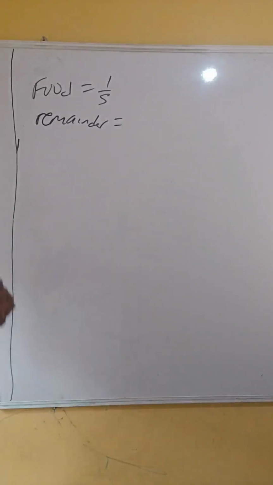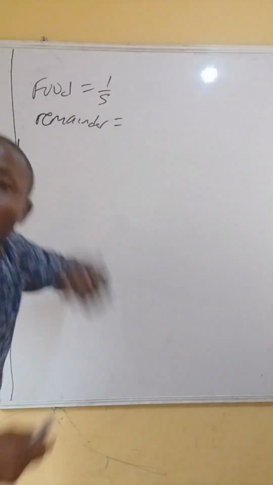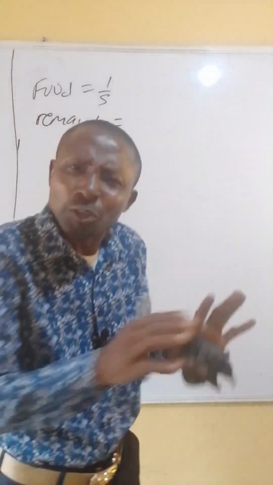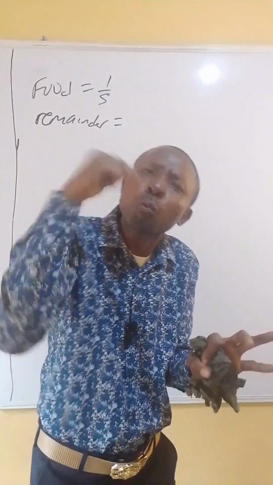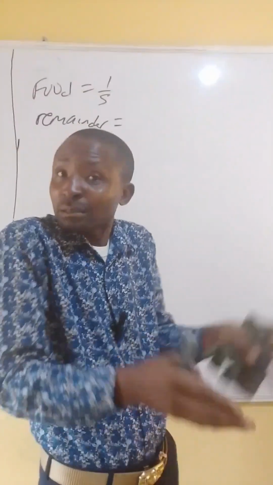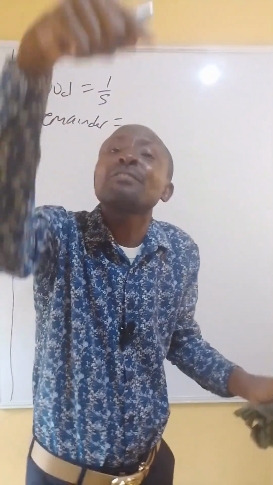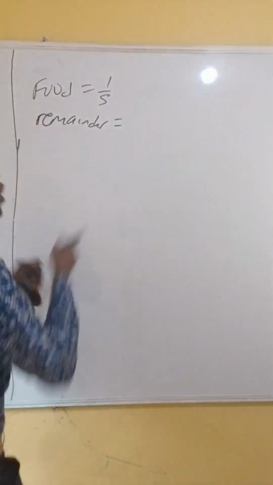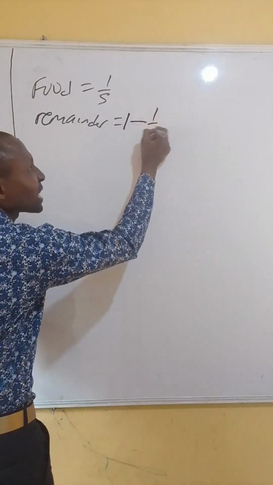Remainder. If somebody spent 1/5, what is left? If you can't, just understand that logic. Somebody spent 1/5. What do you have left? Is it not 4/5? And if you are doubting it, a fraction is a part of a whole. So what do you do? 1 minus that fraction.